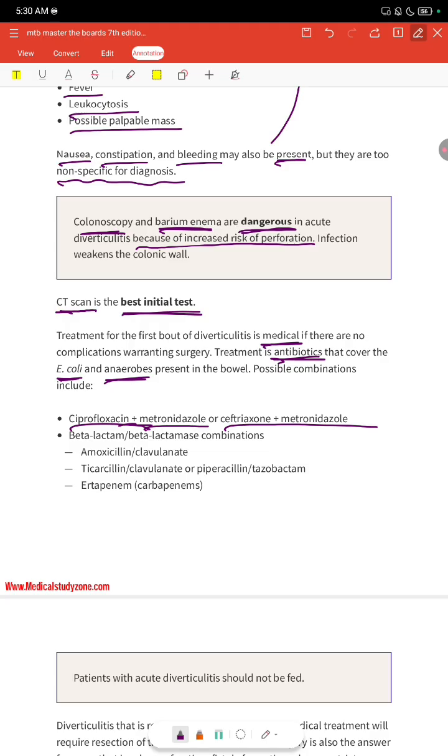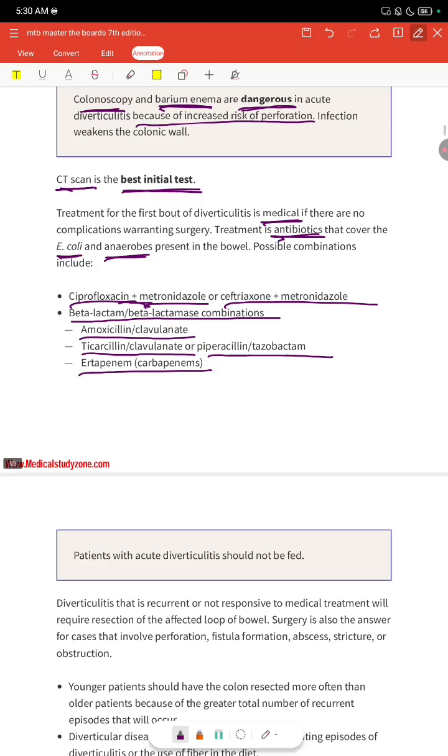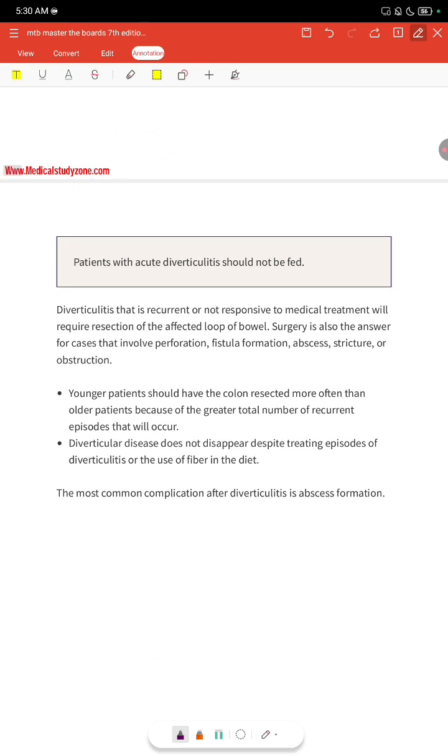for diverticulitis, and beta-lactam with beta-lactamase combinations. For example, amoxicillin and clavulanic acid, ticarcillin clavulanic acid, or piperacillin tazobactam, or ertapenem, that are carbapenems. Patients with acute diverticulitis should not be fed.